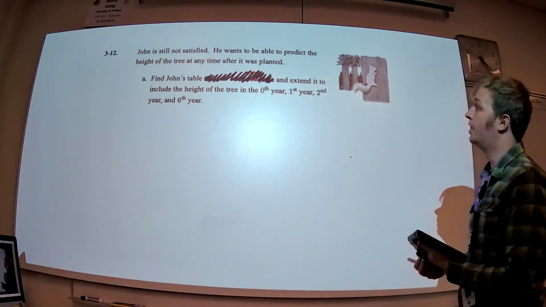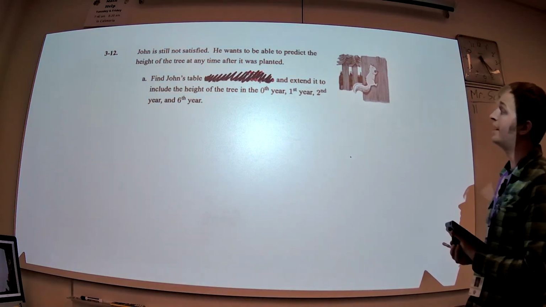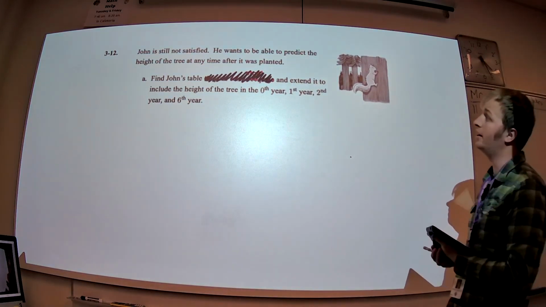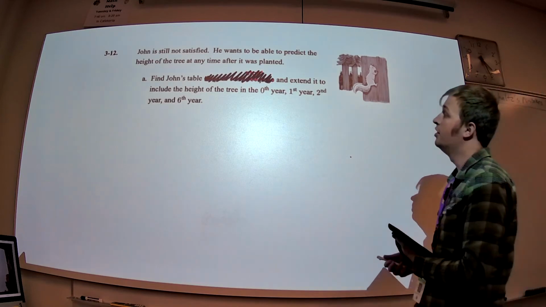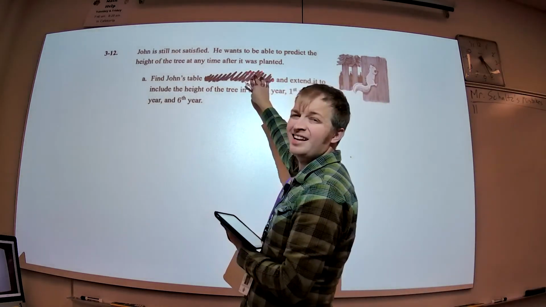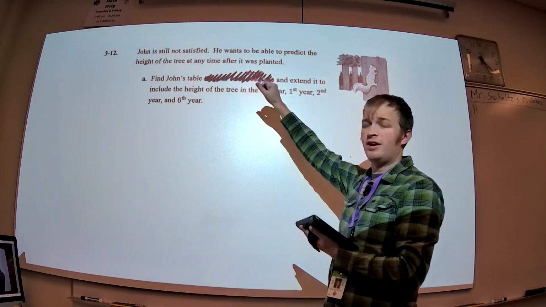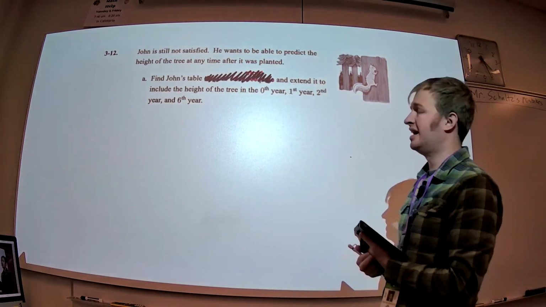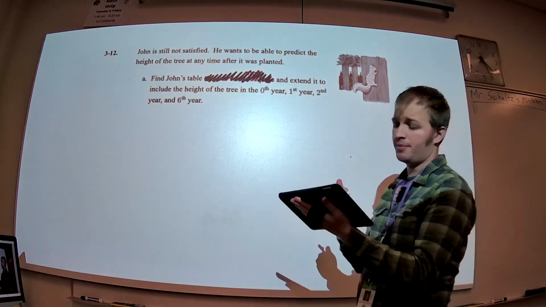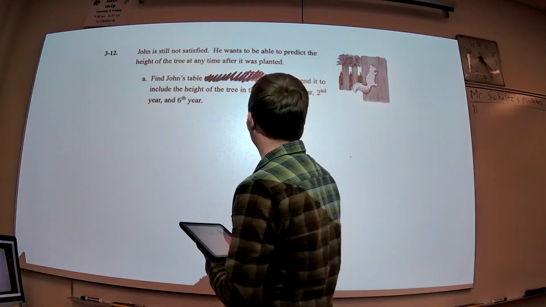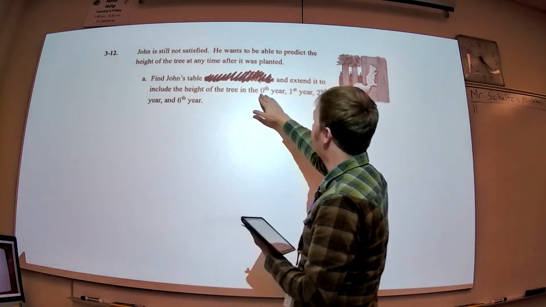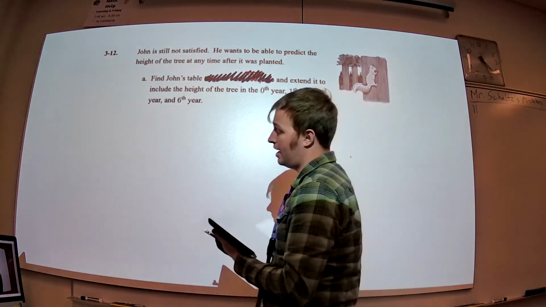Okay, so on this one, on 3-12, it says, John is still not satisfied. He wants to be able to predict the height of the tree at any time after it was planted. So find John's table. It is on the e-tool. You'd have to take a snapshot of it and write in there, but I don't think it's very clean. So this might be something that you just want to hand draw and extend it to include the height of the tree in the 0 year, 1st, 2nd, and 6 years.